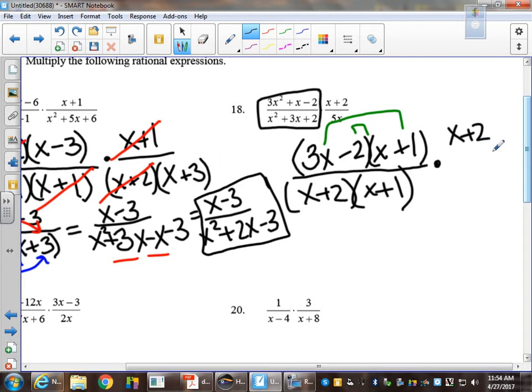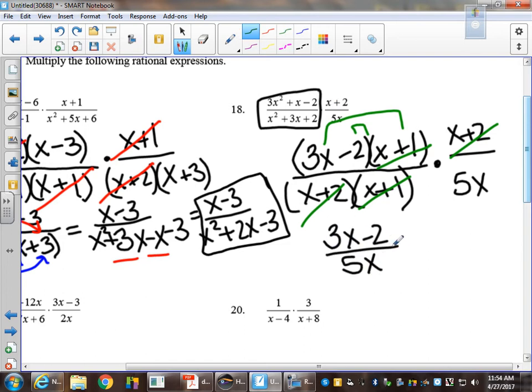X plus 2 cannot simplify, and 5x cannot simplify. That's part of this second fraction. Let's cancel everything out if we can. X plus 1, x plus 1, x plus 2, x plus 2. We're left with 3x minus 2 over 5x. And we're done.